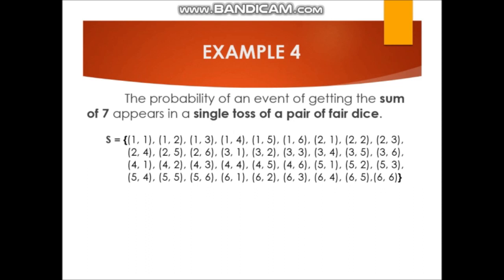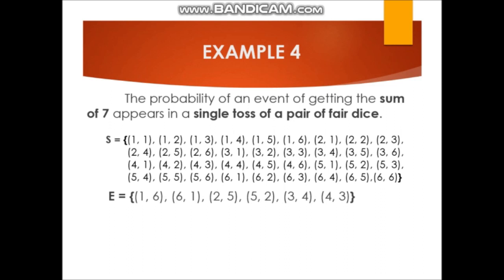So meaning to say, in this given sample space, alin kaya dyan yung magiging events natin na kung saan meron siyang total of 7 if we get its sum. So that are 1 and 6, 6 and 1, 2 and 5, 5 and 2, 3 and 4, and 4 and 3. Because these 6 pairs of numbers are equal to 7 if we add the two numbers.